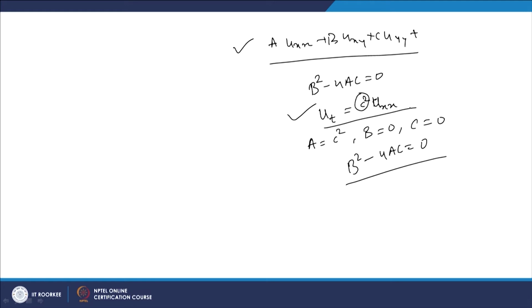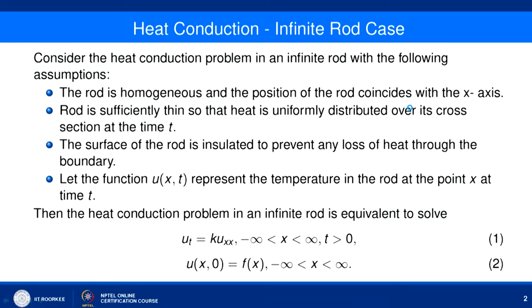a parabolic equation. And now we are looking at how to solve the heat equation and other properties of the heat equation. So first let us consider the heat conduction problem in an infinite rod with the following assumptions. We consider an infinite rod, the rod is homogeneous and its position coincides with the x axis, and the rod is sufficiently thin so that the heat is uniformly distributed over its cross section at the time t.